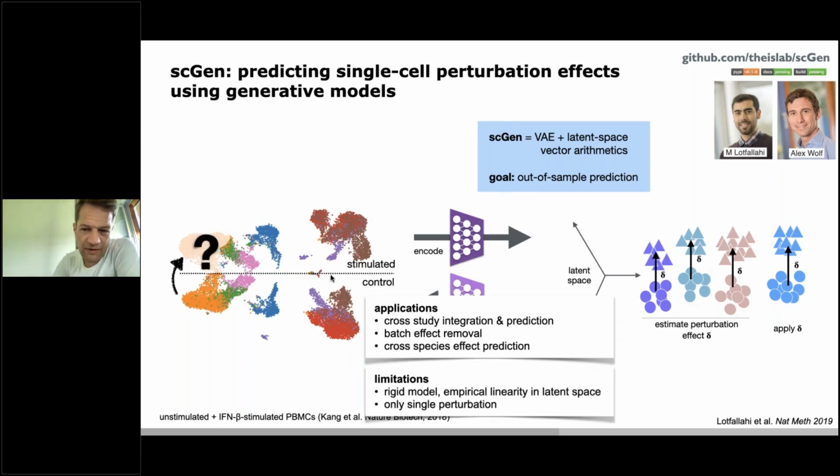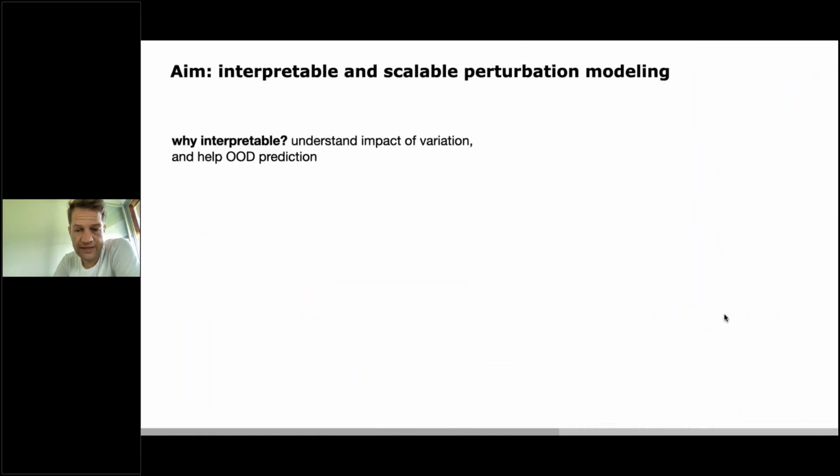But the limitation was this is a rather rigid model, right? So here everything is constrained to be linear in latent space and kind of empirical, and also obviously only a single perturbation. So what we now try to do, and this is the idea of our drug perturbation model, we want to have an interpretable model, but also a scalable model for these perturbations. So we try to understand the impact of variation, and then have also the OOD prediction.